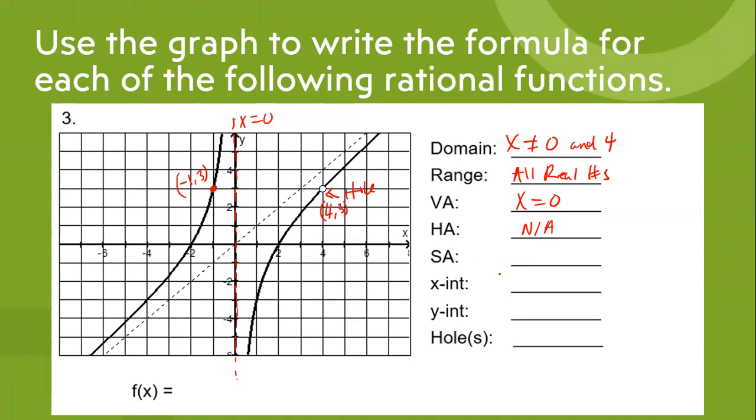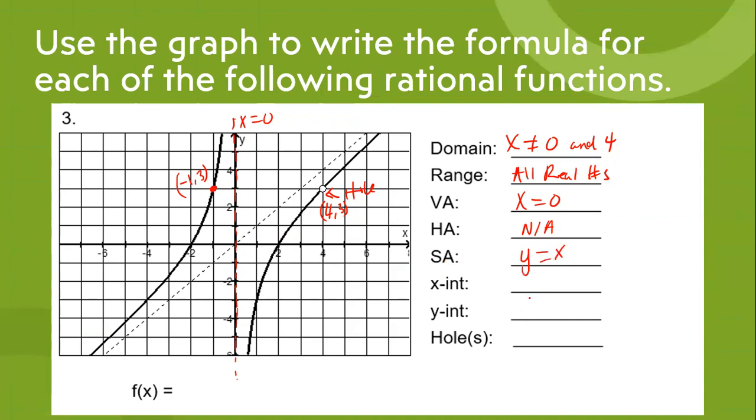Okay? Slant asymptote. Your slant asymptote, all you have to do is find your slope of your slant and your intercept. But what's our slope? It's 1, right? So it's just y equals x.